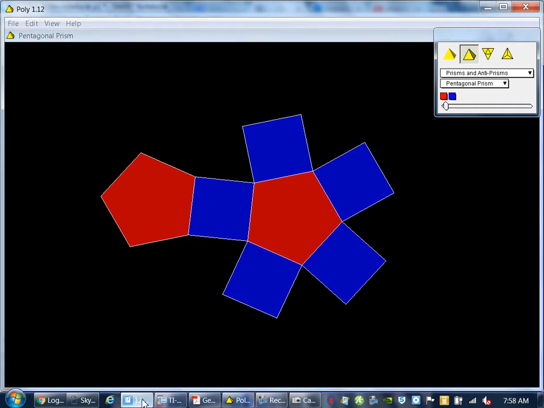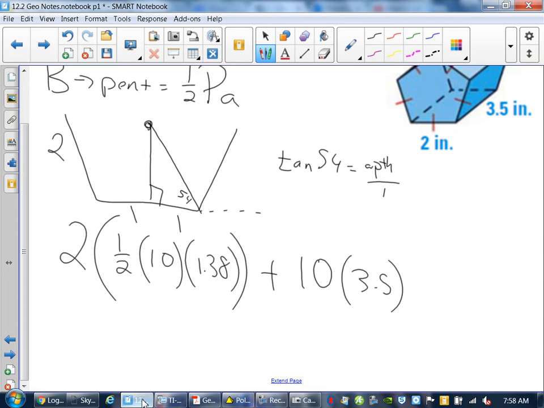Now, I think the hardest thing about this really is identifying the bases. So if you just remember that the bases don't touch each other, they're parallel, and they're congruent shapes. They have to be identical shapes.